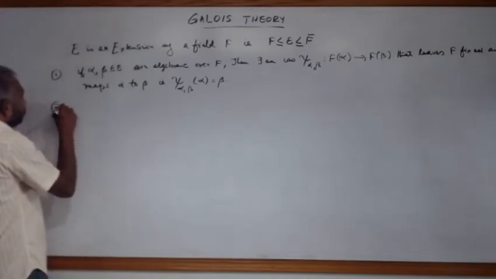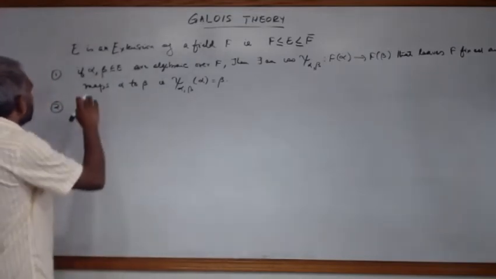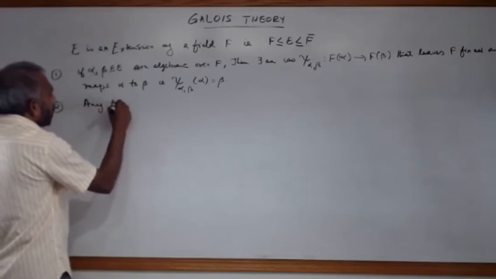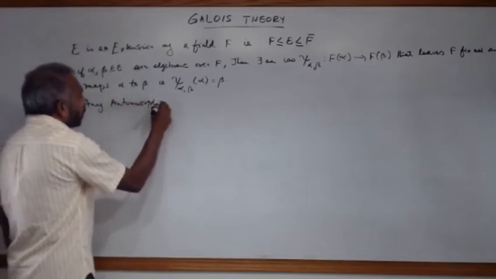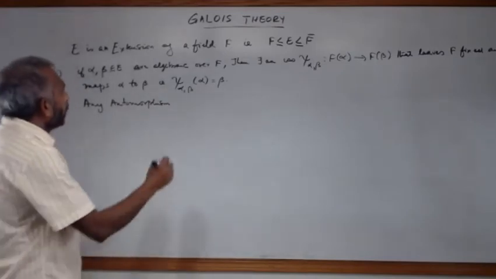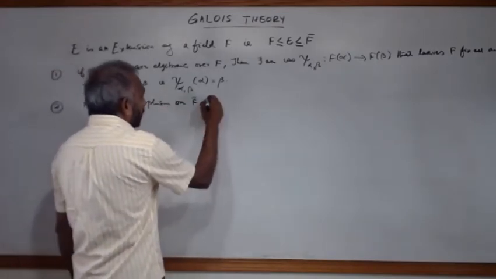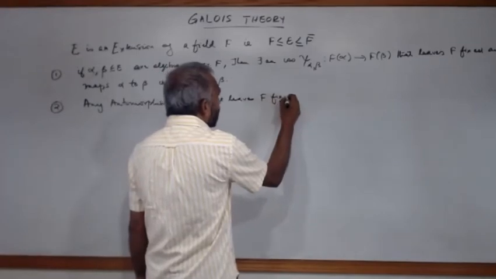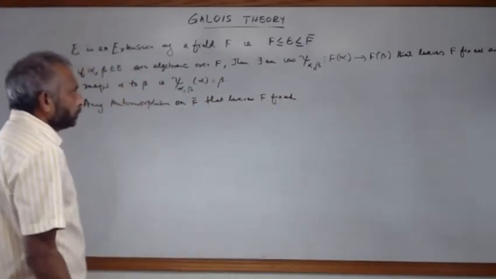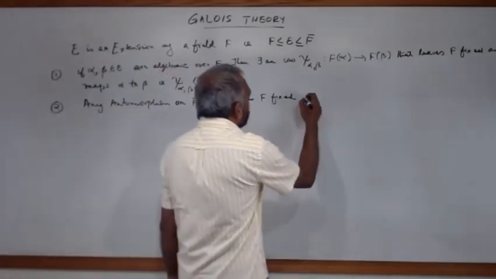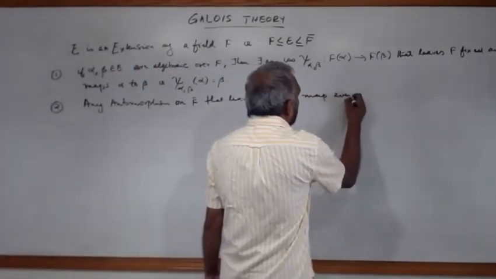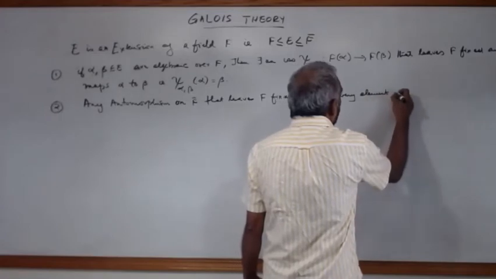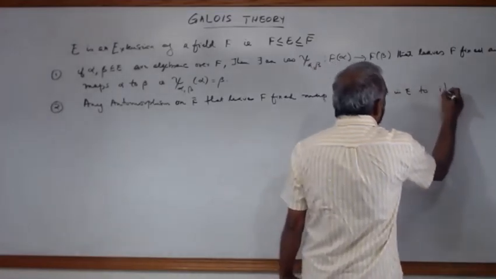So the second one is that any automorphism on F closure that leaves F fixed maps every element in E to its conjugates.